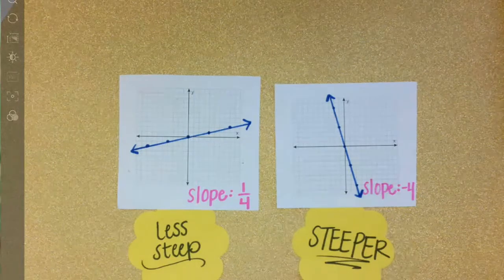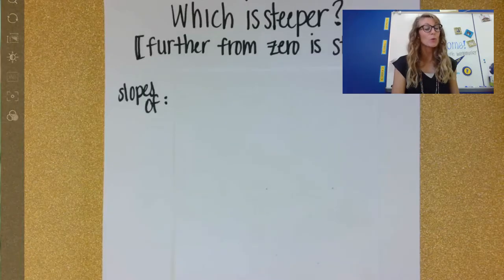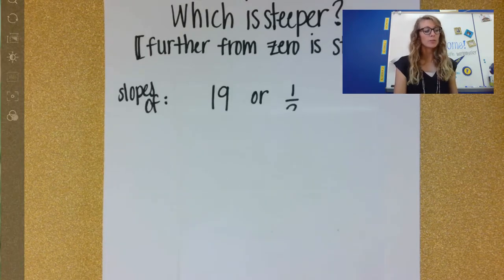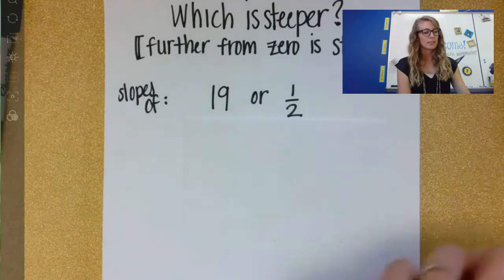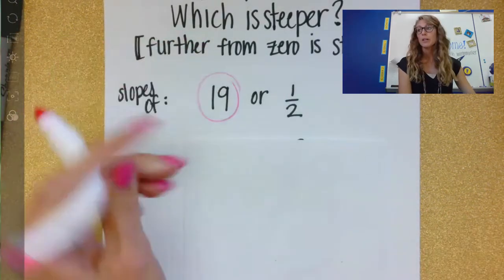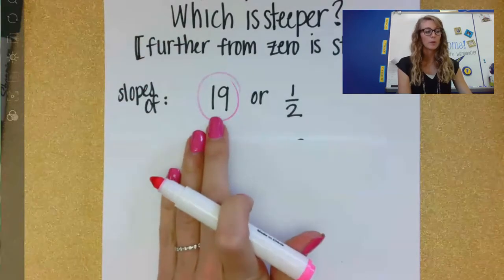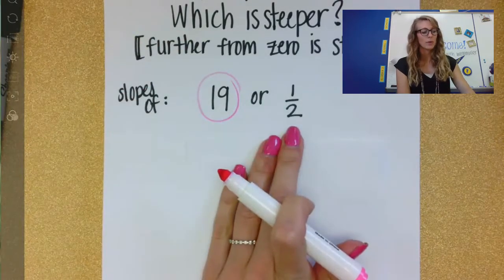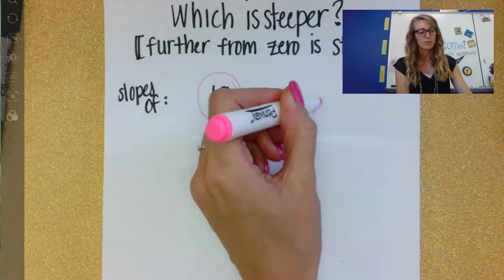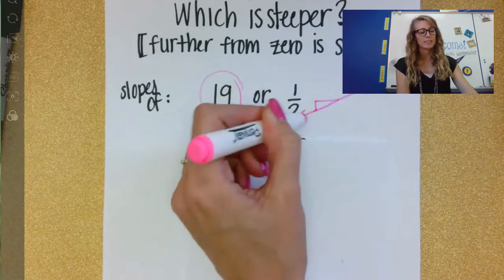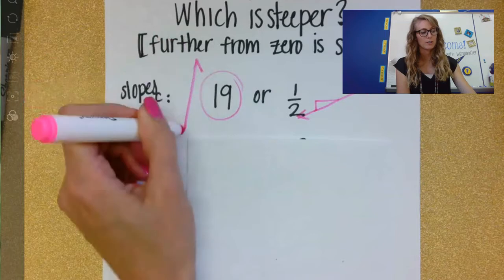Let's try it without getting to look at graphs. Okay, so which is steeper? Only looking at the slopes, keeping in mind that the further you are from 0, the steeper we are. So 19 or 1/2. You want to ask yourself, which one is a number further away from 0? Hopefully you are identifying that the answer is going to be 19. That's pretty far from 0. That's actually a really, really steep slope. Versus this is only a slope of 1/2, up 1/2. That's not a very steep slope. Versus 19 is something almost vertical.